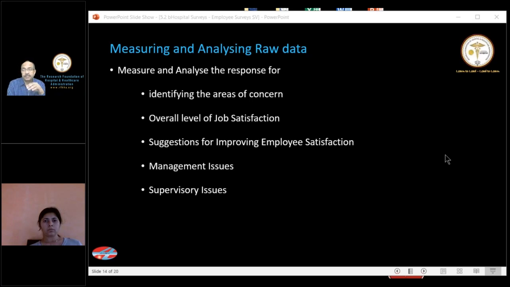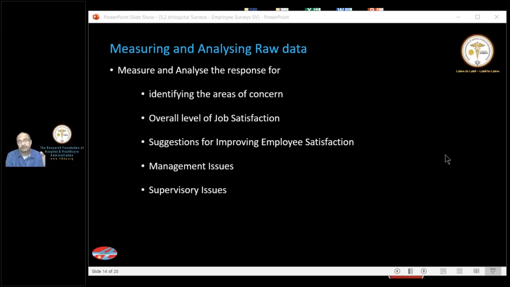Now we obviously analyze what responses have come from the employees and see whether the suggestions that they have given can be acted upon. We can also look at the management issues, and sometimes the management issues will be of such broad nature that they are applicable to the entire set of employees. But there can be local issues. There can be issues with the housekeeping supervisor, where housekeeping staff is not happy with the way they are being handled, or issues with the floor in charges of the nursing, or the ward in charges of the nursing. So these kind of supervisory issues can also come to fore.